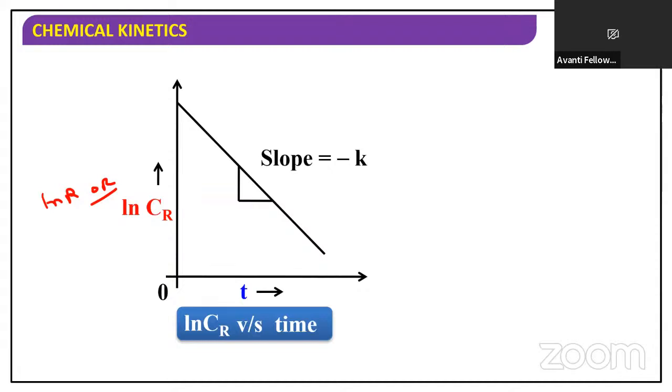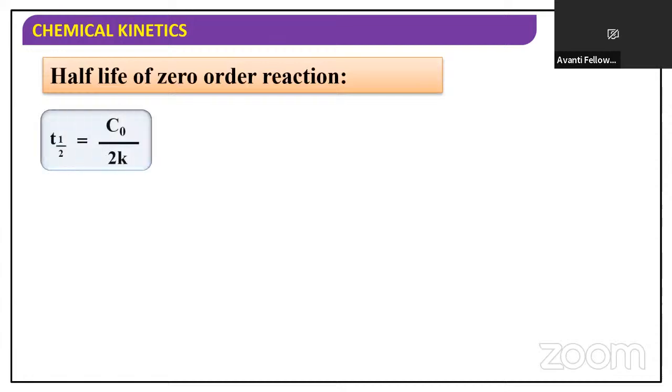So it is similar to the zero order. The only difference is what was on the y-axis there: only R, but here we have ln R. So this is the difference. Rest all the things are almost the same, right? We get the same kind of graph where slope is equal to minus k. So this is the graph for the zero order and the first order. This is clear to everyone?